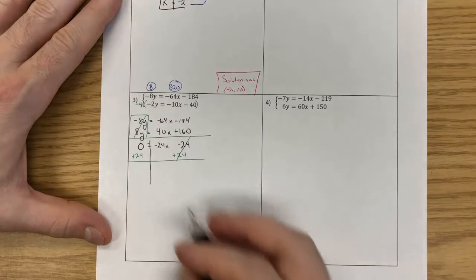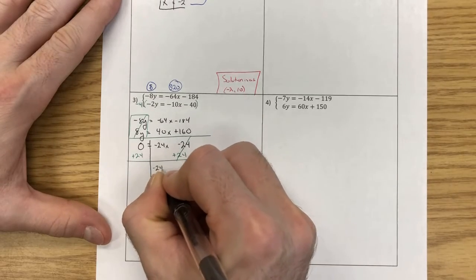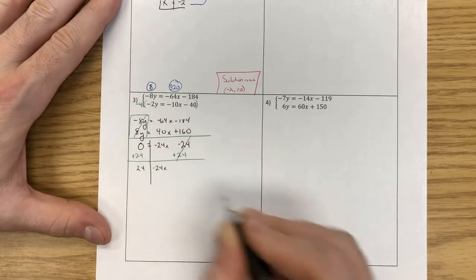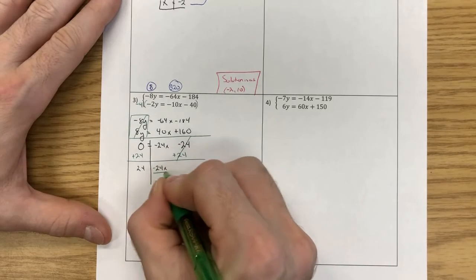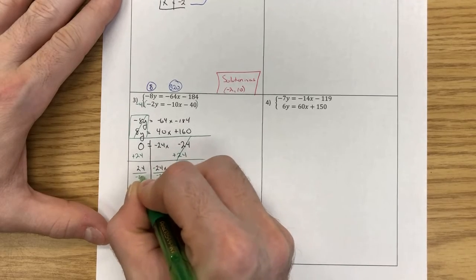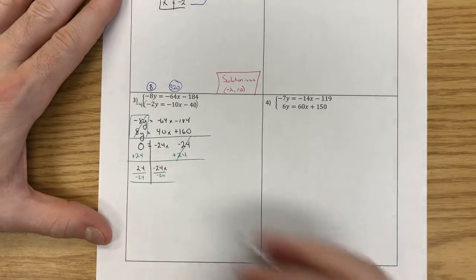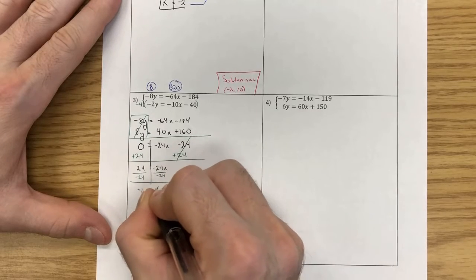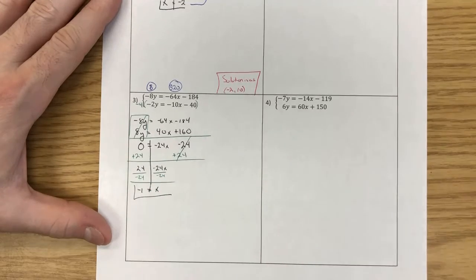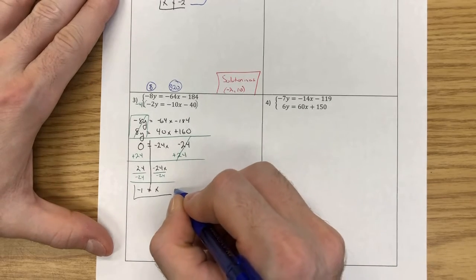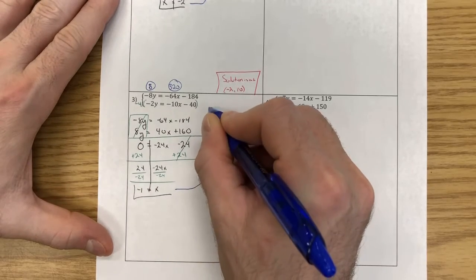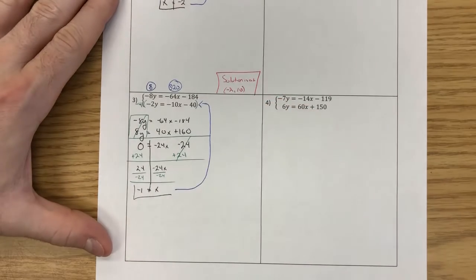Once we do that, we go through the process of isolating the variable. 24x is positive 24. We divide by negative 24. We get negative 1 is equal to x. Cool. And then we take that, we can plug that into whatever equation we want. I'm going to plug it into, in this case, the bottom equation.